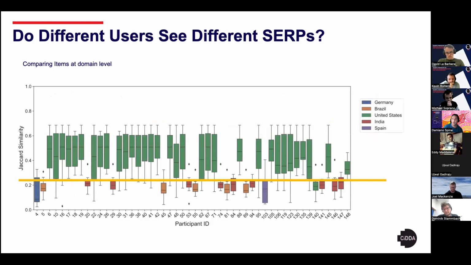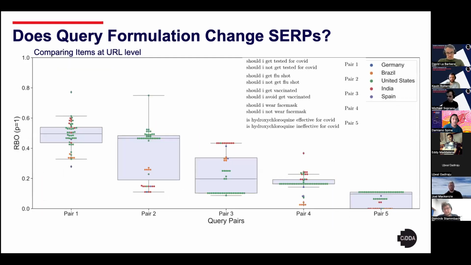If we do that for the Jaccard similarity, we see the same pattern. To understand the second research question, if we have different query formulations, if there are differences in the rankings that we obtain, we also see that there is some pattern there.